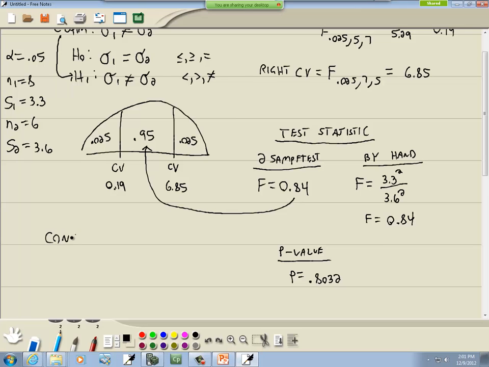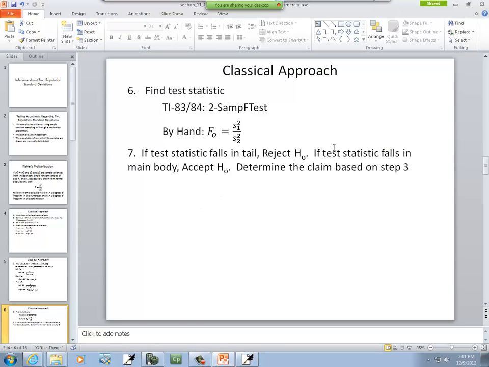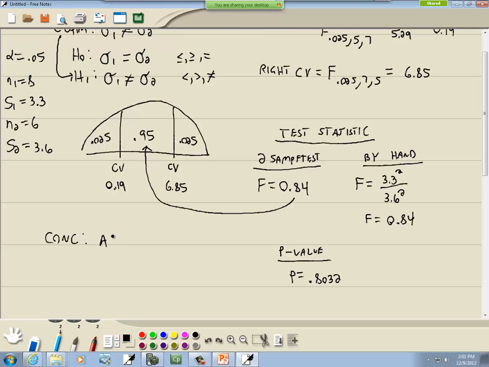So for our conclusion, it says if the test statistic falls in the main body, which it does, you accept H naught. If we accept H naught, and H naught and H1 are opposites of each other, that means we'll reject H1. And since our claim matches H1, whatever we say about H1 is what we say about our claim. We rejected H1, so we'll reject our claim.